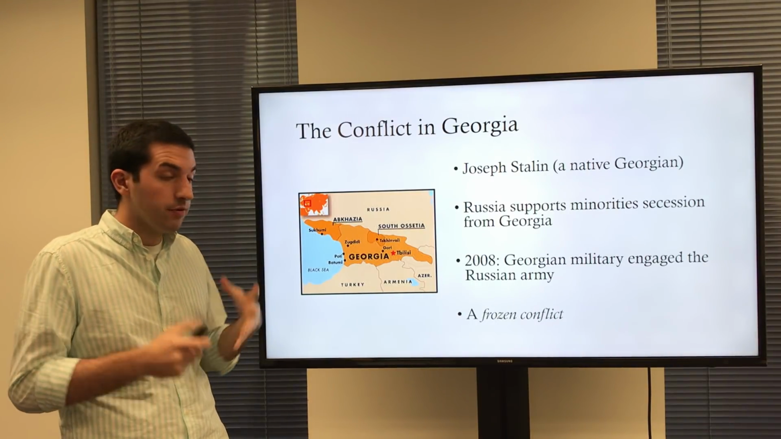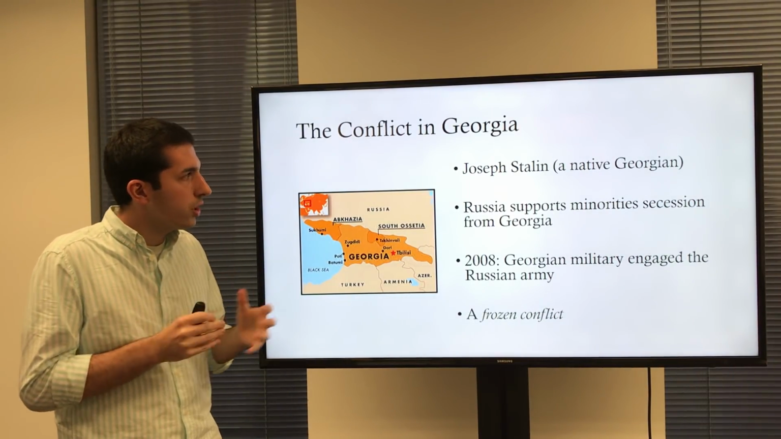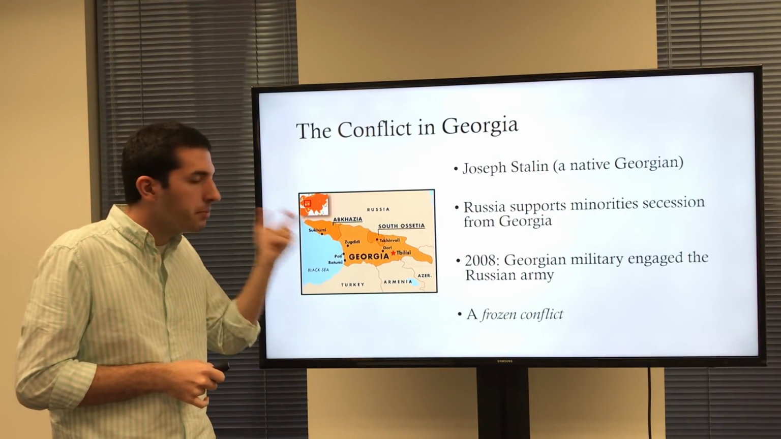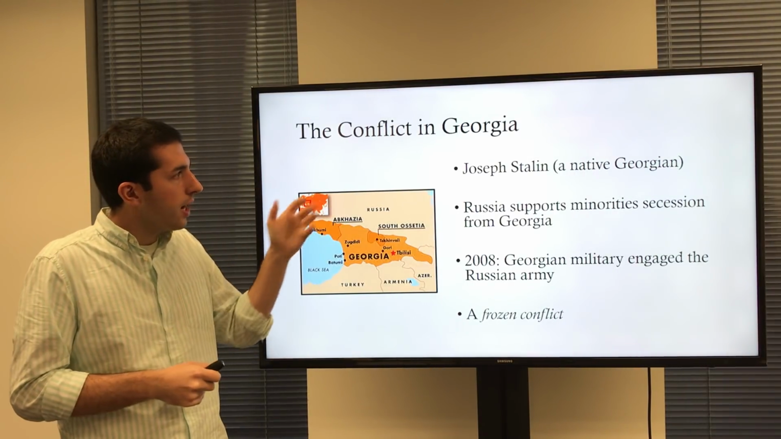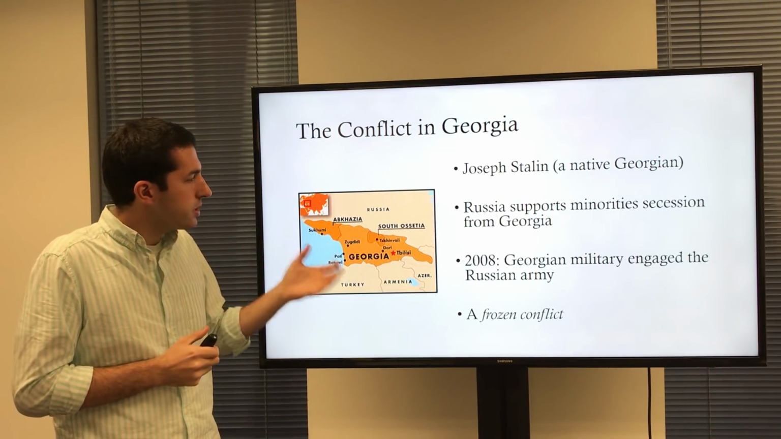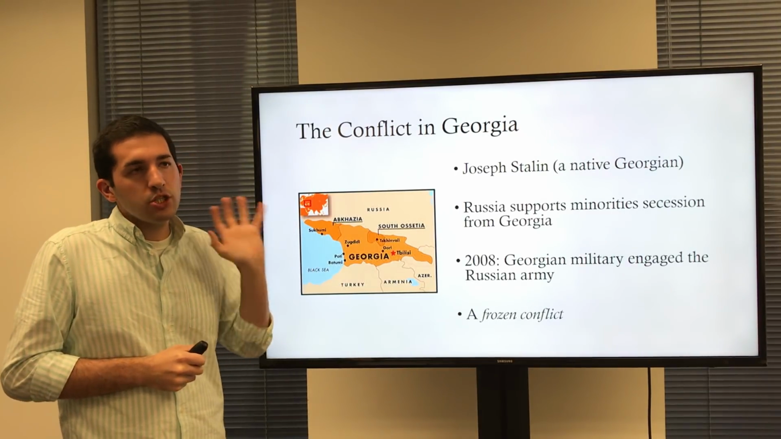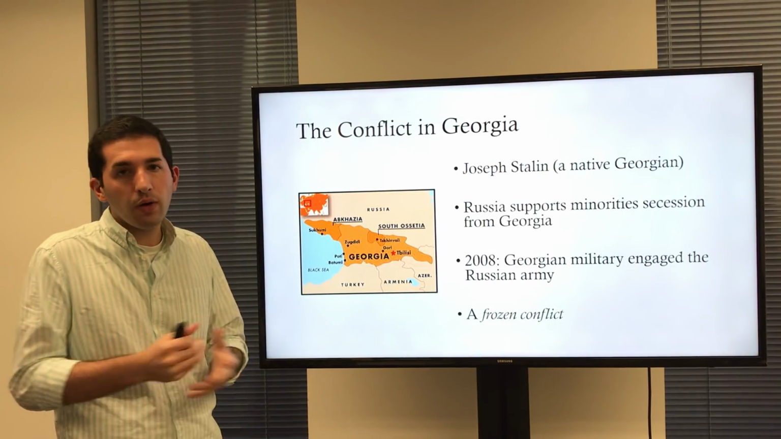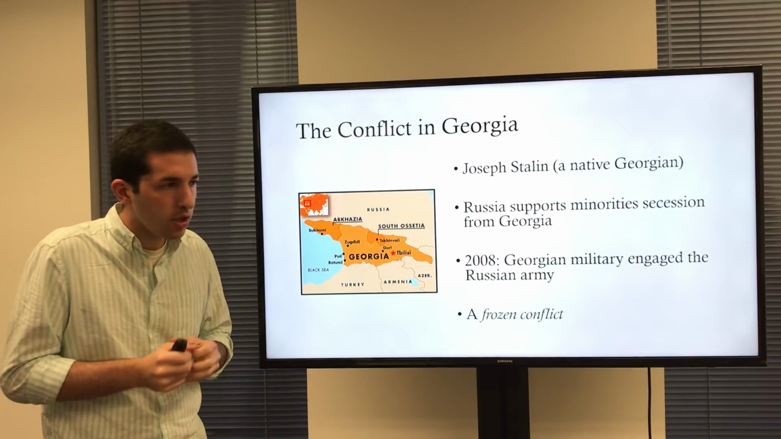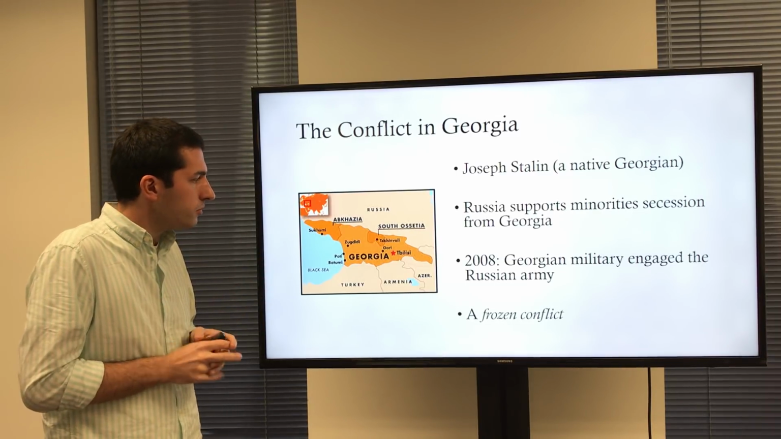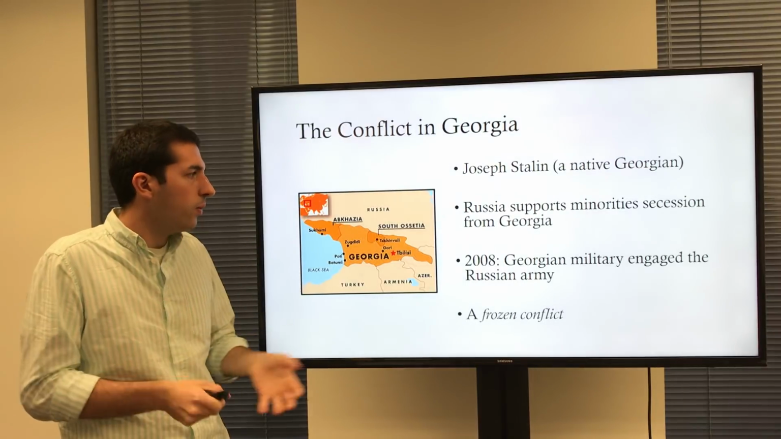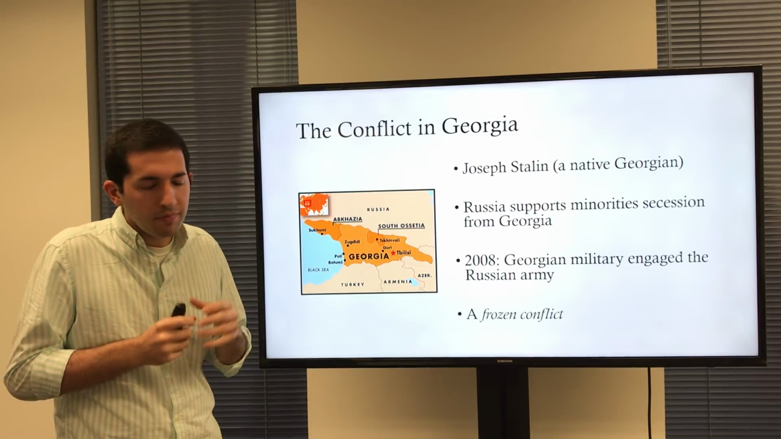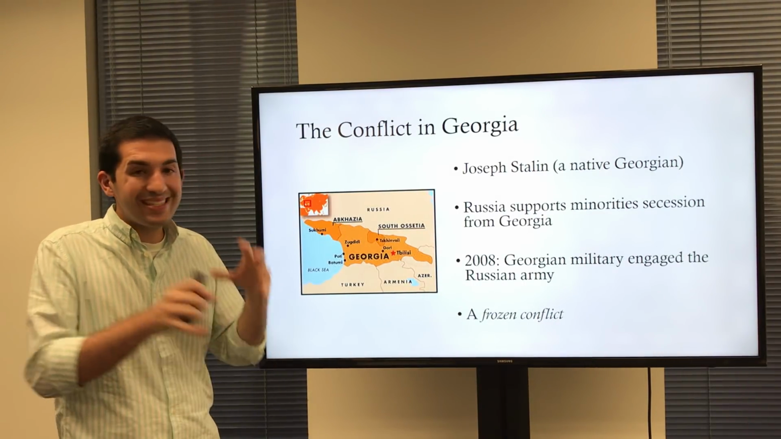Another conflict involving the Russians, the conflict in Georgia. So we have two regions here of noteworthiness: South Ossetia and Abkhazia, part of Georgia. That comes in the time of Joseph Stalin. He puts these places in Georgia. Again, Stalin was a native of Georgia, this region of the USSR, of the Soviet Union. It's now an independent country, a post-Soviet state, its own independent country. However, certainly conflicts exist with the Russians in this region and the people of Georgia. The Russians support these minorities in these two areas to secede from Georgia.